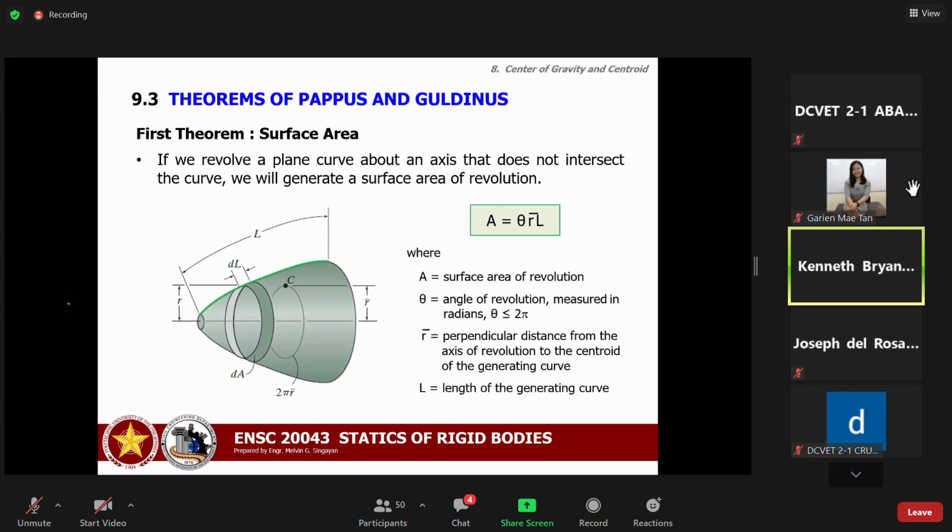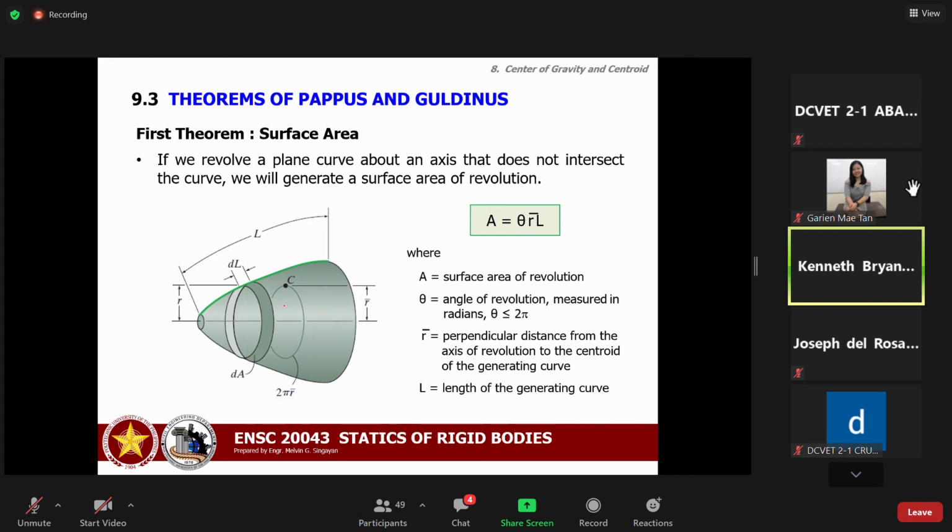perpendicular distance from the axis of revolution to the centroid of the generating curve, and L is the length of the generating curve. Okay? So for example, if we have this plane curve here, this one, with centroid at C, so yung bar R is the distance of this centroid from the axis of revolution. Okay? And that is your bar R. Multiplied by the length and multiplied by the angle of revolution, that will be the surface area of revolution.